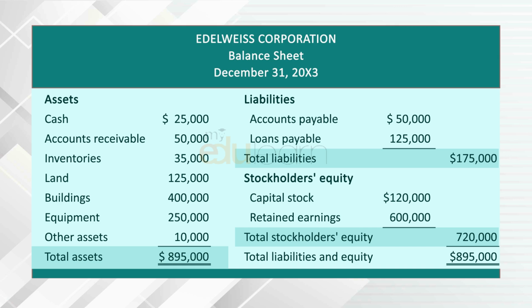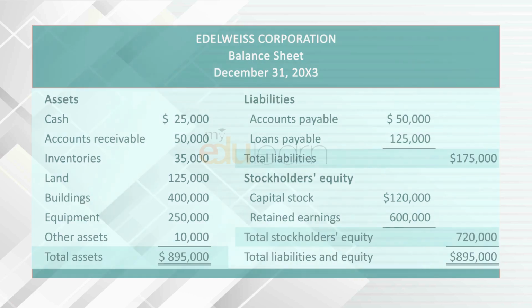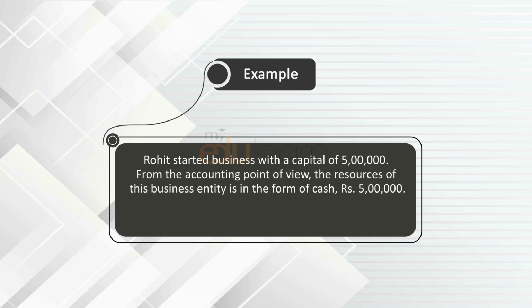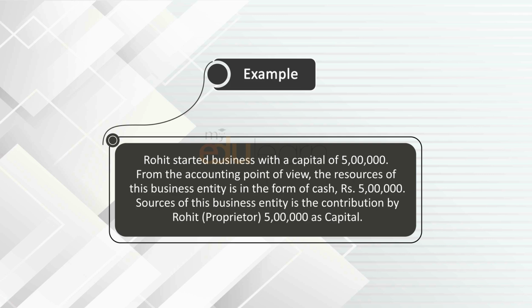The balance sheet equation always is: the total value of a company's assets is equal to the sum of its liabilities and capital. For example, Rohit started business with a capital of 5 lakh. From the accounting point of view, the resources of this business entity are in the form of cash, rupees 5 lakh. The source of this business entity is the contribution by Rohit, proprietor, 5 lakh as capital.